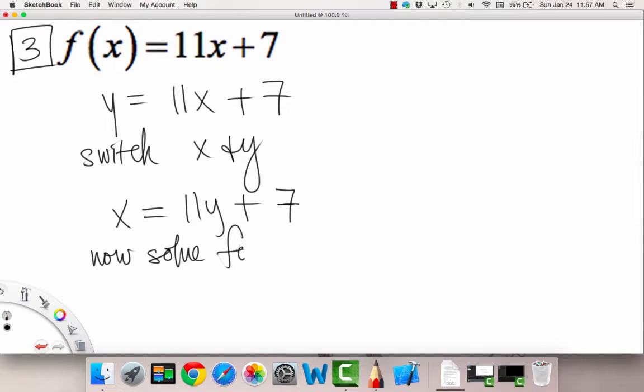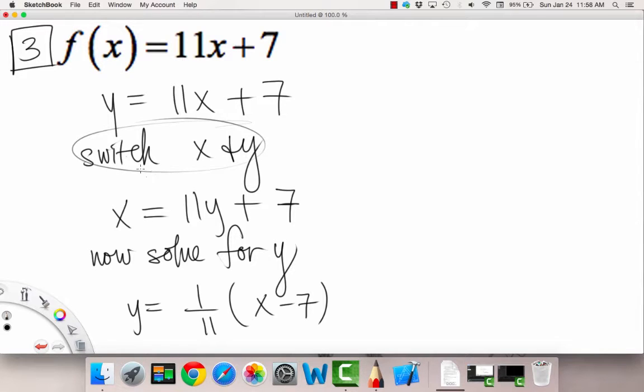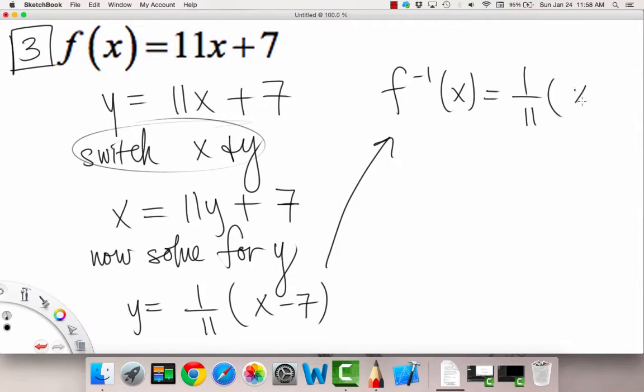If we solve for y, we actually end up getting the same thing. So y is equal to 1 over 11 times x minus 7. Once we arrive here, because we made the switch of variables in the beginning, we just keep this and call it f inverse of x is equal to 1 over 11 times, in parentheses, x minus 7. So we got to the same conclusion.